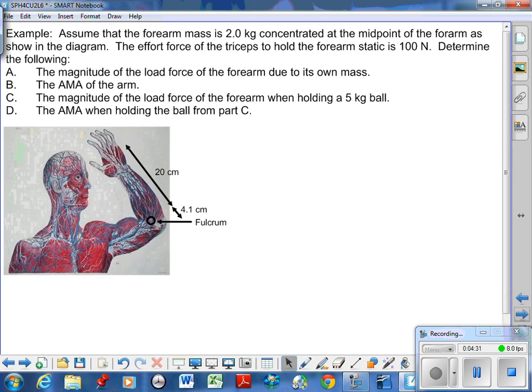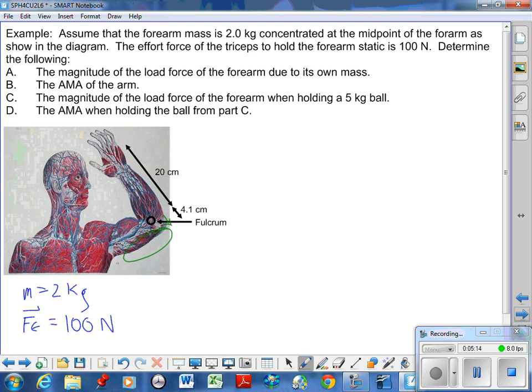So an example. I've got the gory looking human man. Assume that the forearm has a mass of 2 kilograms. So I'm given a mass, m equals 2 kilograms, and it's concentrated at the midpoint. The effort force of the tricep: basically we are moving our arm in such a way that the tricep is being used, which means it's on the other side of the fulcrum, which means we are using a first-class lever. The effort force to hold the arm static is 100 newtons, so FE is 100 newtons.